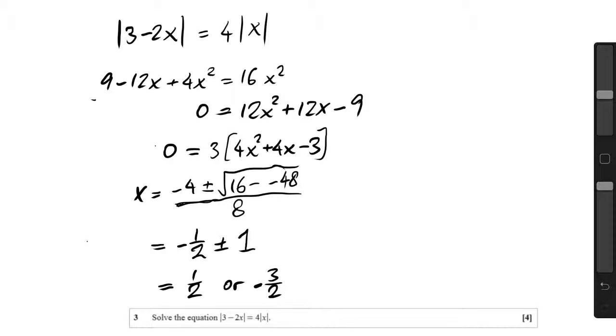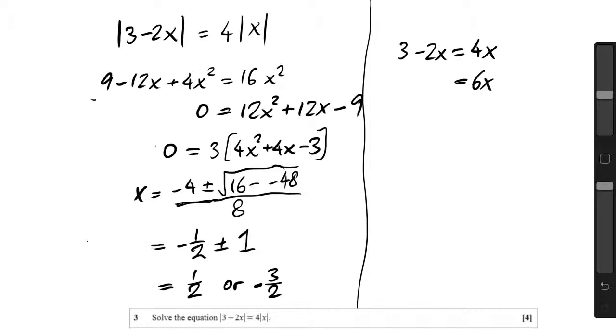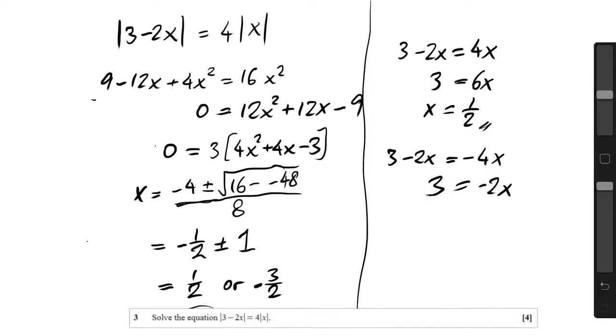With this set, we can use the second method, which is the sign change method. It would give you exactly the same solution, but it's good to know how to do either of them. So let's keep the values on the left. 3 take 2x is equal to a positive solution for x, and we can rearrange to get 6x is 3, and therefore x is a half, as stated before. And now if we say that the right hand side is now negative instead, so 3 take 2x is equal to negative 4x, we can rearrange again to get minus 2x is 3, and therefore x has to be minus 3 halves, which again corresponds to the original solution.